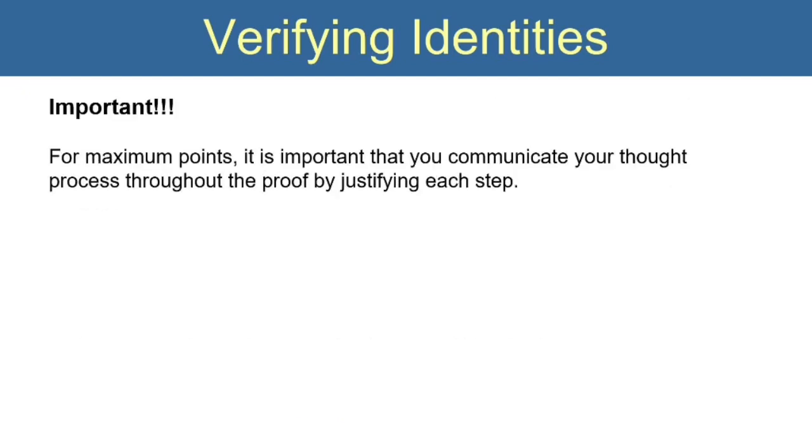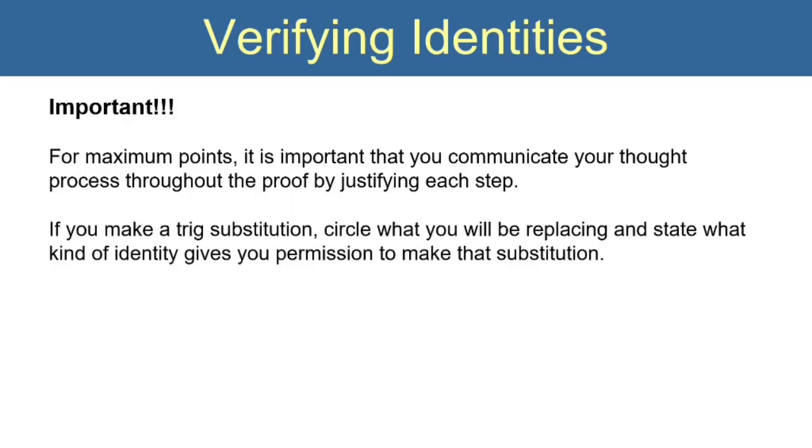So you have to remember that when you're verifying trig identities, there's not a single number that's an answer like there is with a lot of the problems that we work. When you're verifying trig identities, your thought process is what's being graded. So for maximum points, it's important that you communicate your thought process throughout the proof by justifying each step. So again, if you make a trig substitution, circle what you'll be replacing and then state what kind of identity gives you permission to make that substitution.